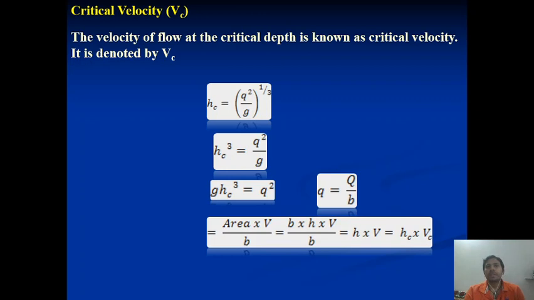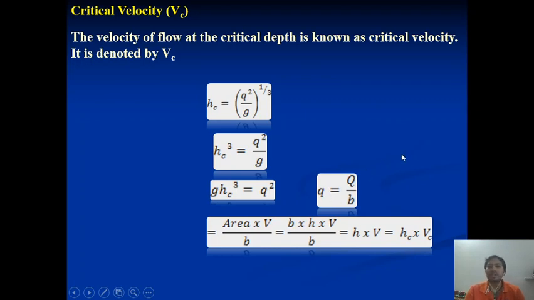Now, in the same way we are able to get the critical velocity too. The velocity of the flow at the critical depth is known as the critical velocity. From the same equation we derived earlier for the critical depth, we convert the critical depth equation into the form of the critical velocity. So Hc is equal to (q square by g) to the power 1 by 3, shifting the 1 by 3 to the other side, we say that Hc cube is equal to q square by g. Now g Hc cube is equal to q square.